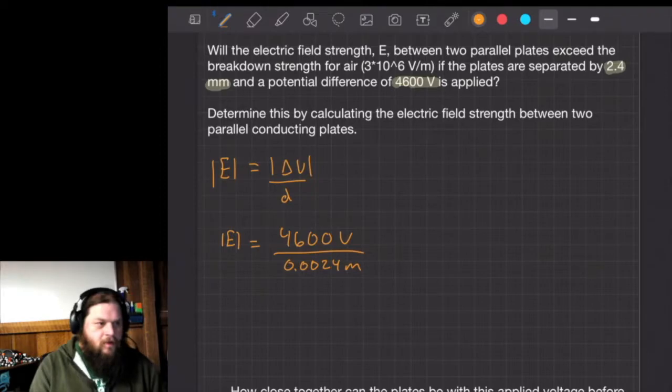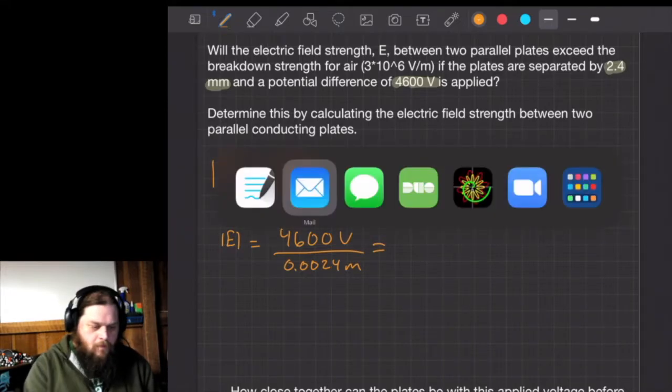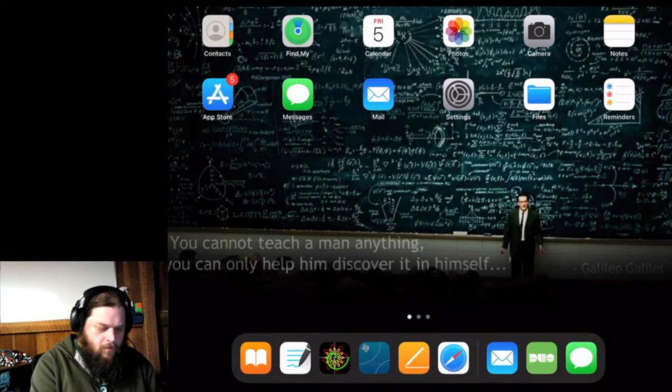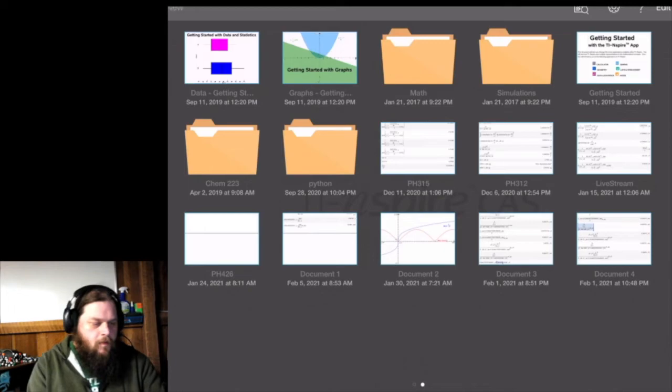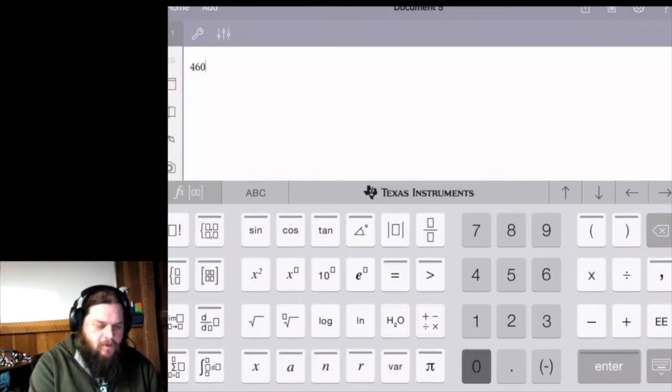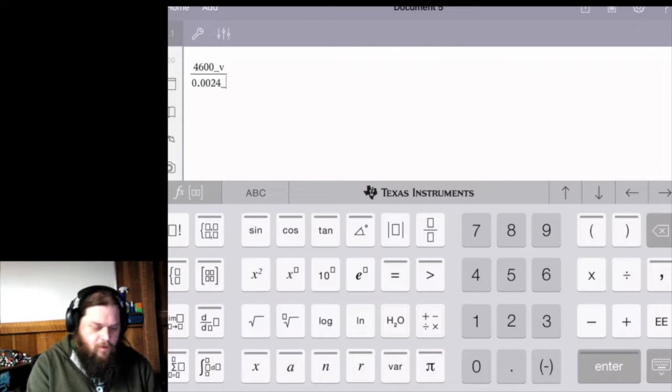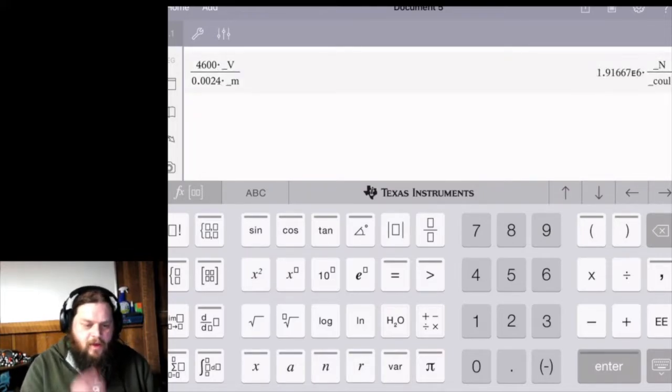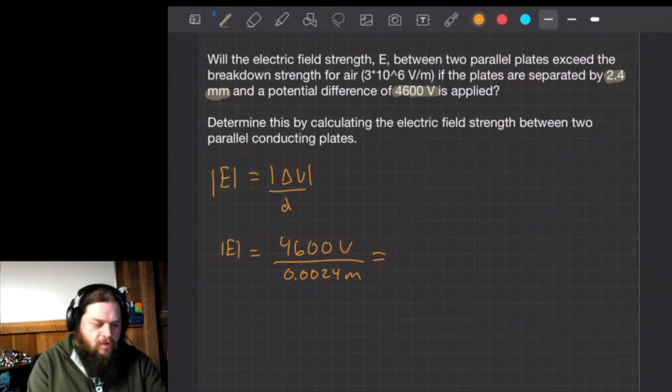And if we plug it into our calculator, that's 4,600 volts divided by 0.0024 meters. It gives us a value of 1.917 times 10 to the 6 newtons per coulomb.